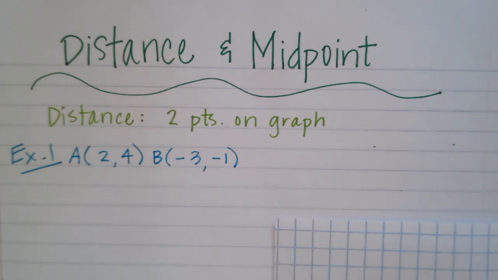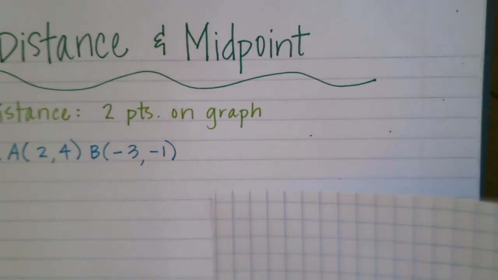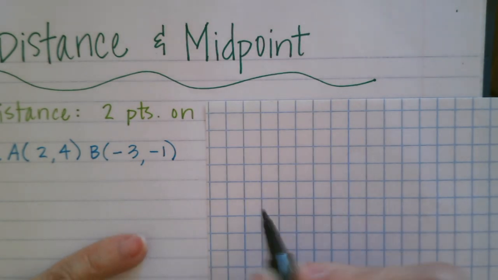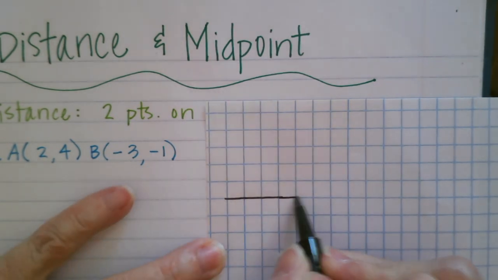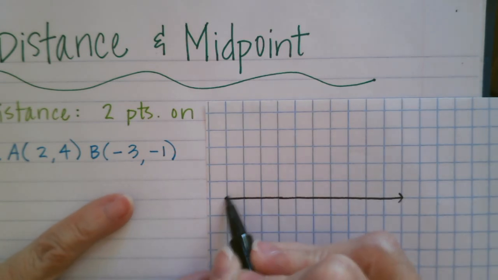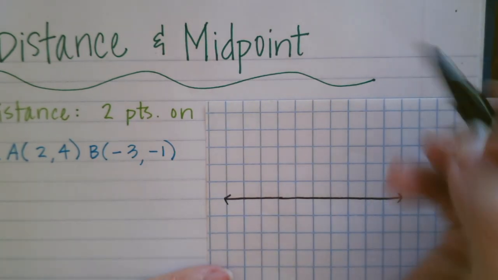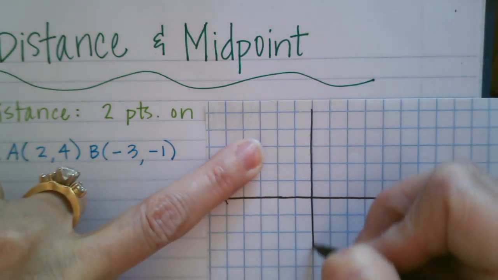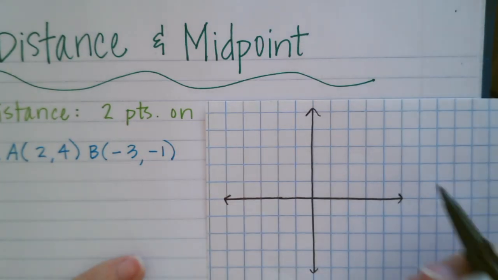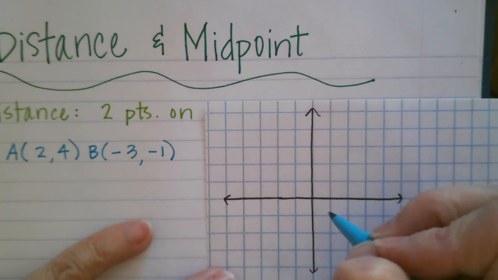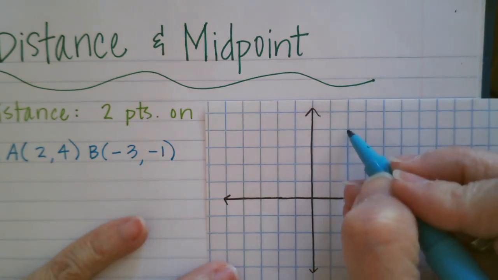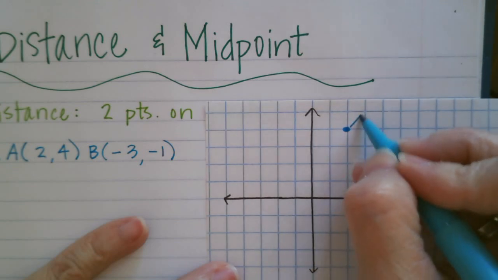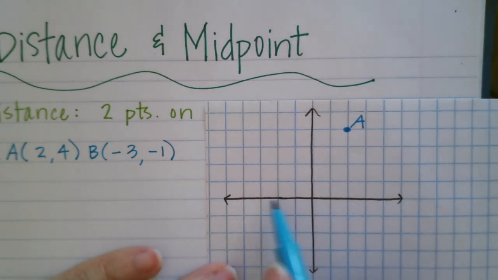I'm going to go over to the graph paper to put this on a graph so you can visualize what's happening. I'm going to have this as my X, and you can just sketch this out. And I'm going to make this the Y. Point A is (2, 4), so here is point A. And point B is (-3, -1), which is right here.